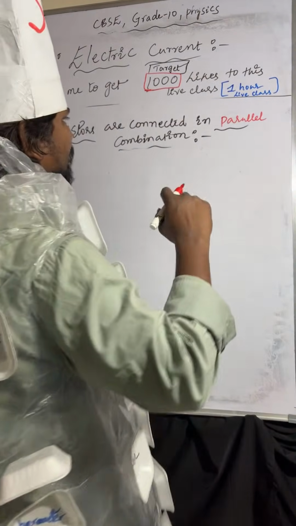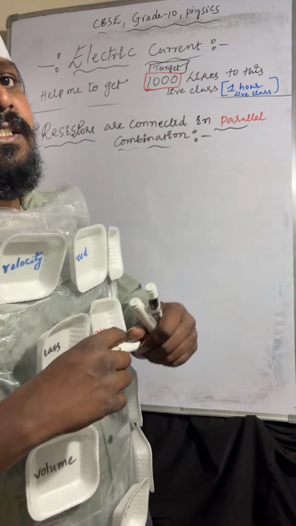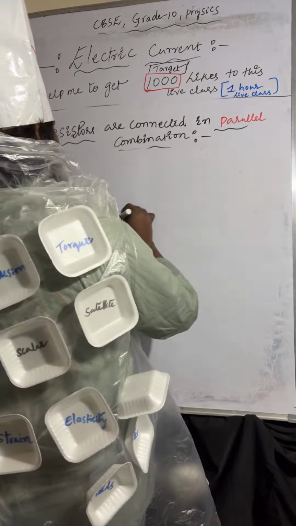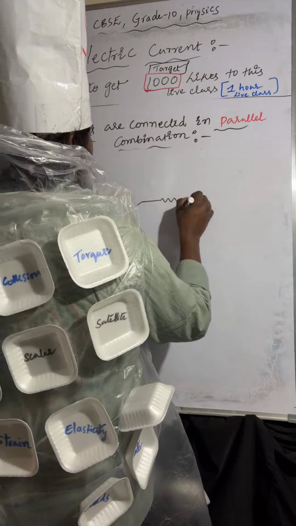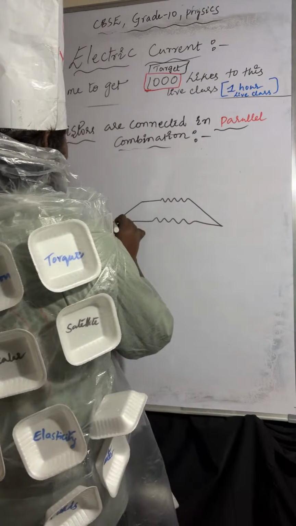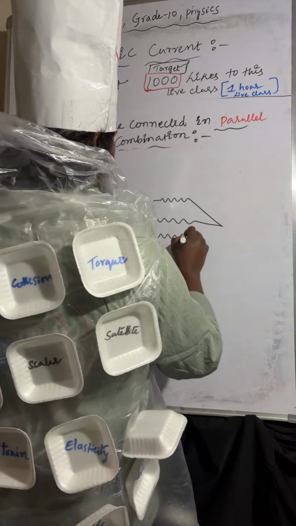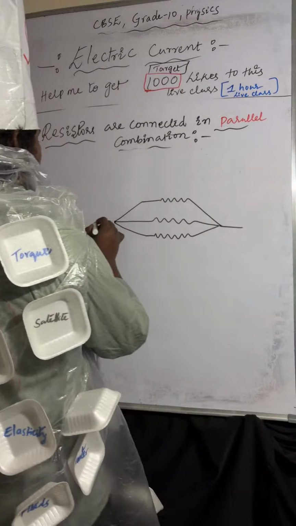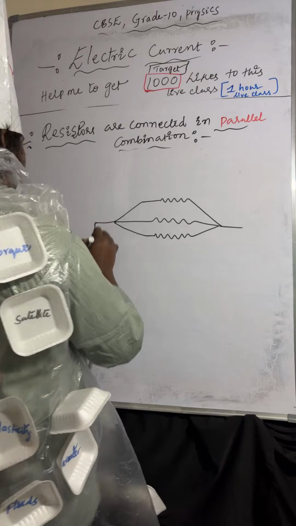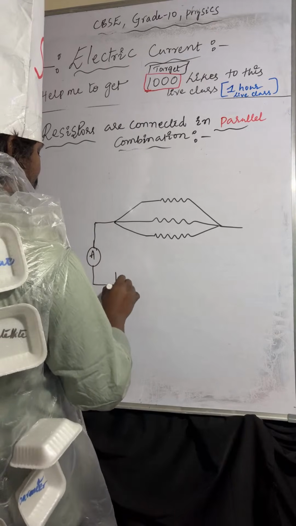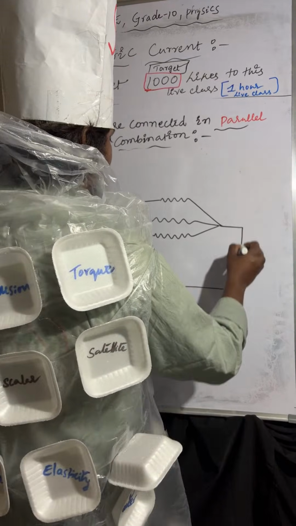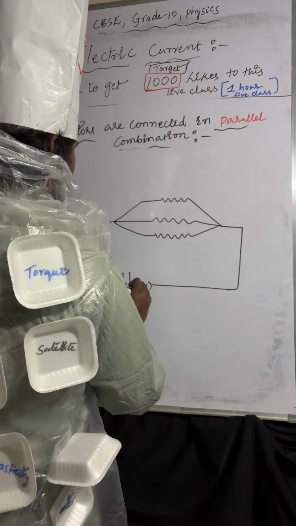Resistors are connected in parallel combination. Now you can see 1, 2, and next one 3. That you can observe: this is the ammeter, battery, and switch.